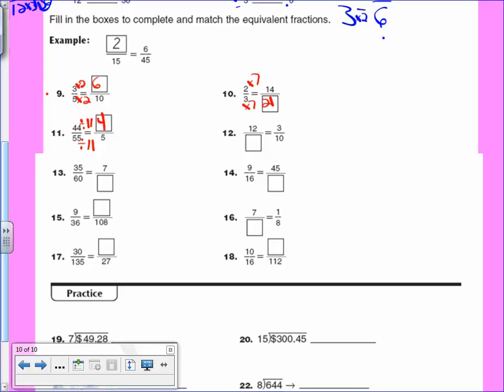Same thing with number 12. We have a big number going to a small number. 12 divided by what equals 3? 12 divided by 4 equals 3. Well, if we divide on the top, we better divide on the bottom. What big number divided by 4 equals 10? 40. 40 divided by 4 equals 10.